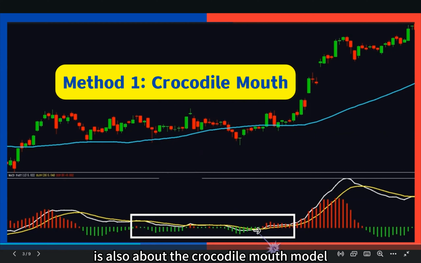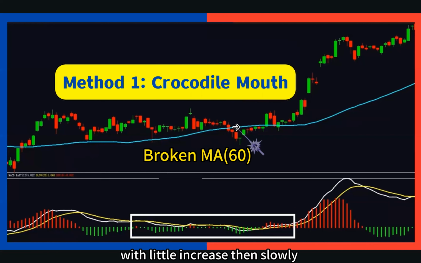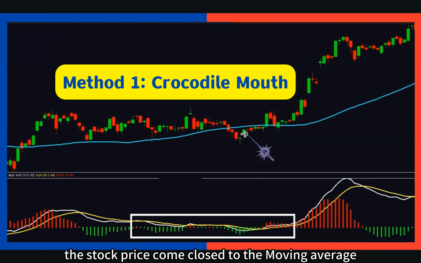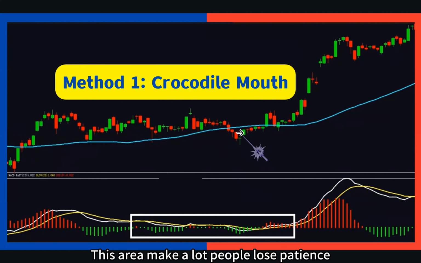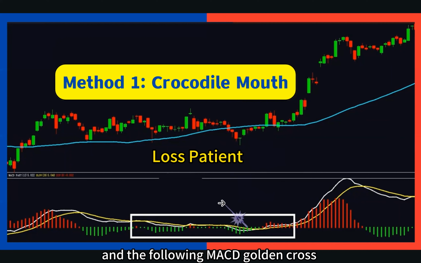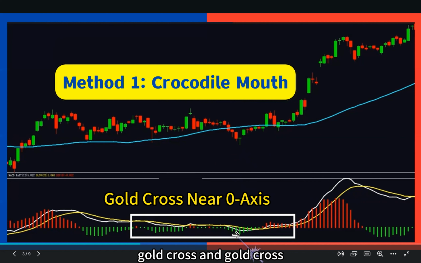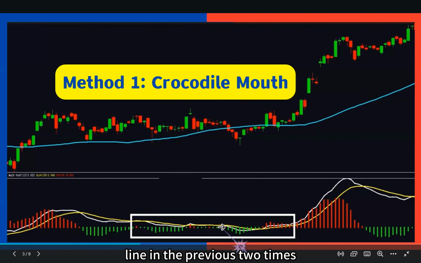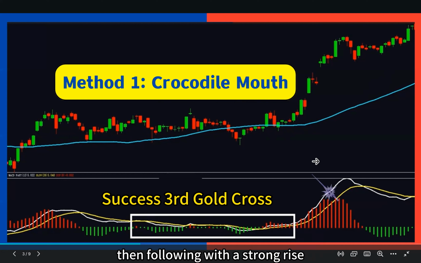We look into another example. It's also about the crocodile mouth model. Some stocks may have just broken through the 60 days moving average with little increase, then slowly oscillate in a sideways trend. As a result, the stock price comes close to the moving average, even falling below and stepping back. This area makes a lot of people lose patience, and the MACD golden cross appears continuously near the zero axis. Golden cross and golden cross. Although there were false entry signals in the previous 2 times, the 3rd time was a success, followed by a strong rise.